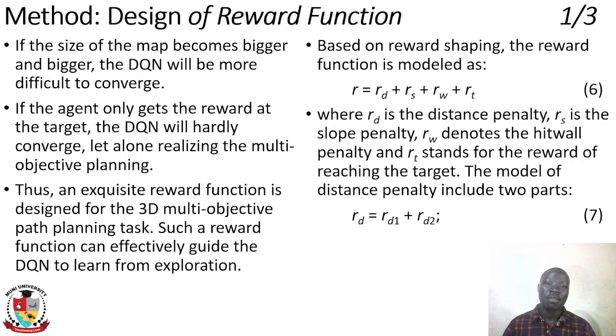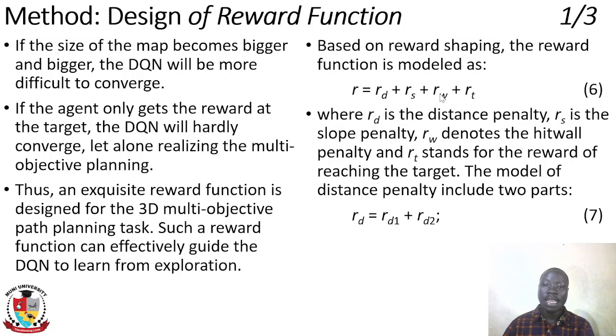Now, the next is the design of the reward function. If the size of the map becomes bigger and bigger, the DQN will not be able to converge easily. So that is the first problem. The second problem is if the agent is only rewarded at the end, at the target, then the planning becomes very difficult. But also, multi-objective planning is a very big challenge. So these three must be tackled at once. And so an exhibit reward function is designed for the 3D multi-objective path finding task, and such a reward function can effectively guide the DQN to learn from exploration. So we can use the reward function, which is defined by equation 6, where RD is the distance penalty, and RS is the slope penalty.